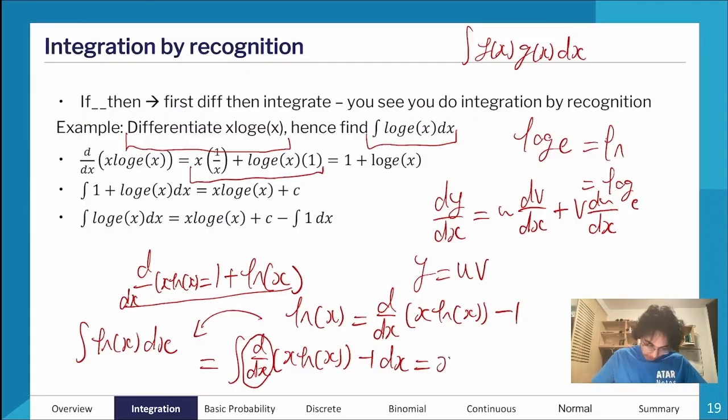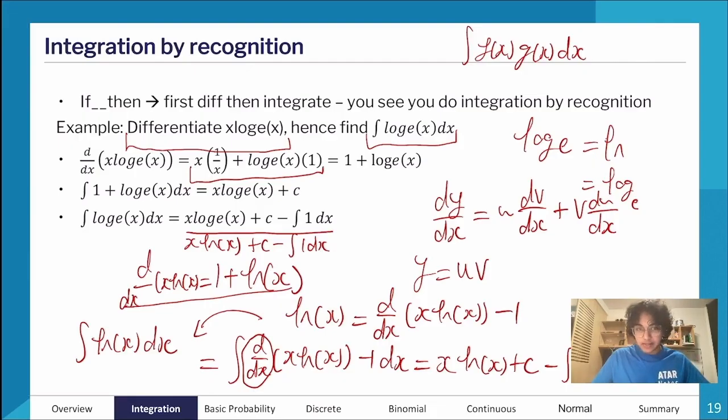So what I'm left with is x ln of x plus c, minus the integral of, oh, you can't really see that, but basically it's just this line here. So x ln of x plus c minus the integral of 1 dx. The integral of 1 dx is just x, okay? So that's just x ln of x minus x plus c.